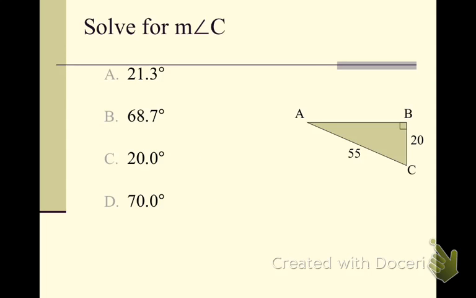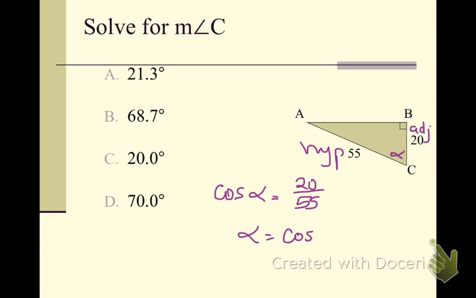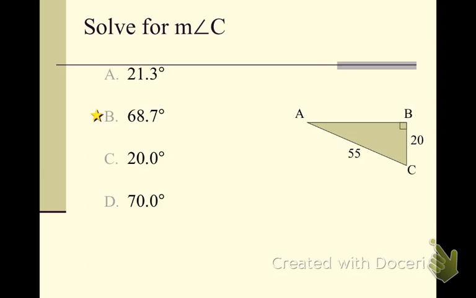Okay, how about solving for another angle measurement, C? Angle C here, let's call that alpha. We know the hypotenuse length and we know the adjacent side is 20. So we're going to start out with the cosine of alpha. We know the cosine of alpha is 20 over 55. So alpha will be the inverse cosine of this ratio, 20/55. Plug that in, final answer: 68.7 degrees.